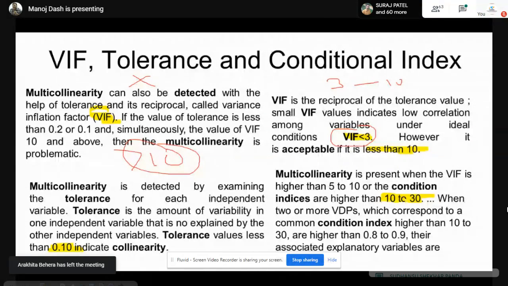Yes, sir. It's clear. Okay, now if suppose you got multicollinearity, what can you do? You did all the hard work, collected the data, and found that a multicollinearity problem arises in your model. What can you do now?